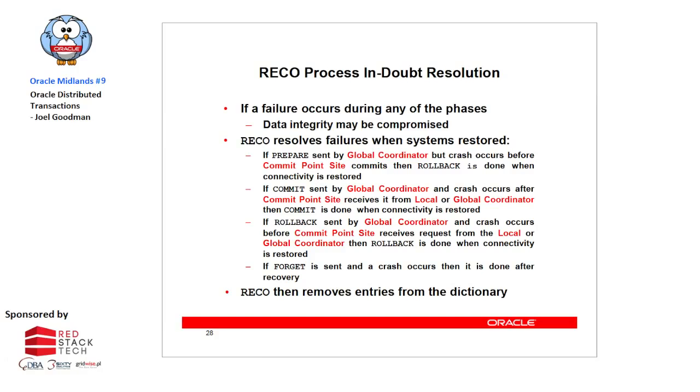Yeah? But if a rollback is sent by the coordinator and the crash occurs before the commit point site received that, then a rollback will be done. This is all what RECO does, but if RECO isn't there or can't do it because a remote database is just gone, or your local database is just gone, and you have resources locked in the remote ones, we need to do the manual resolution.